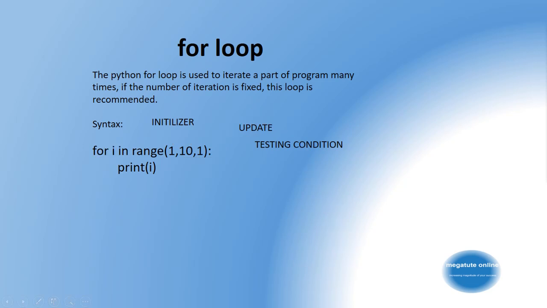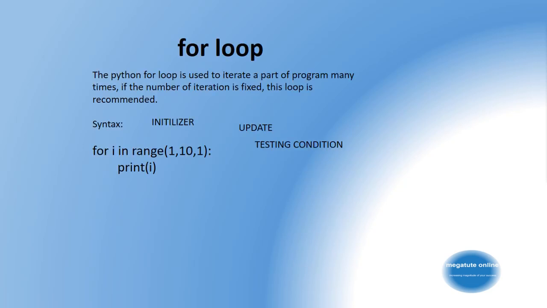Now this loop is called the entry control loop. Why is it called an entry control loop? Because we are controlling the entry. We are testing the condition at the entry of the loop. So it's called an entry control loop. All right. Now let's see what we have in the while loop.